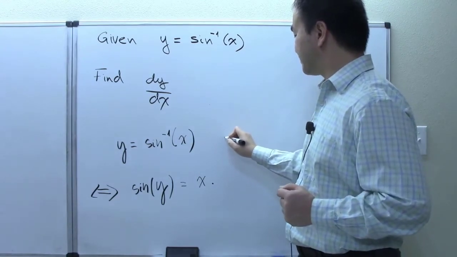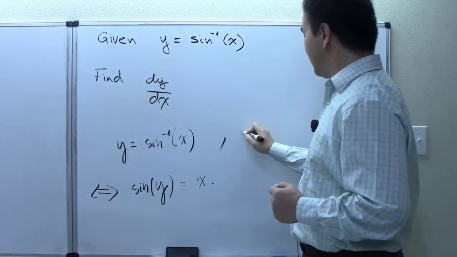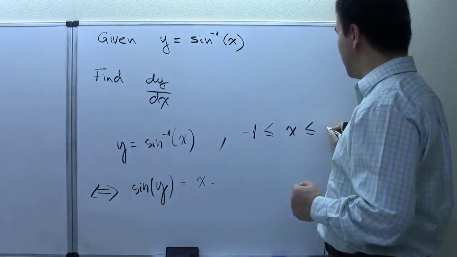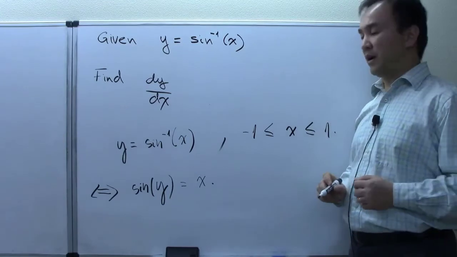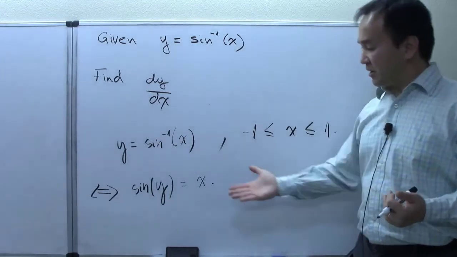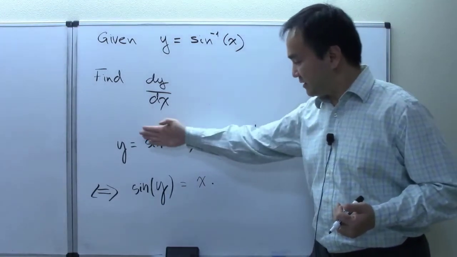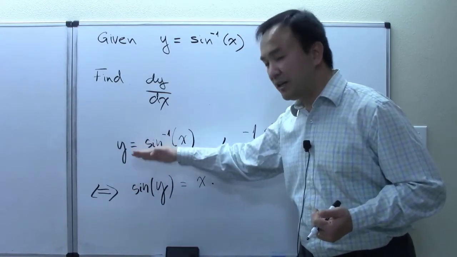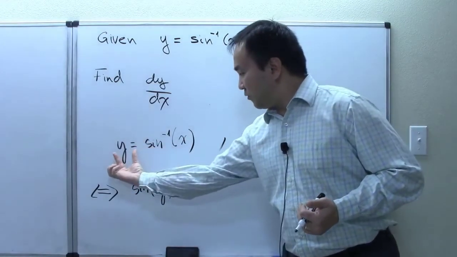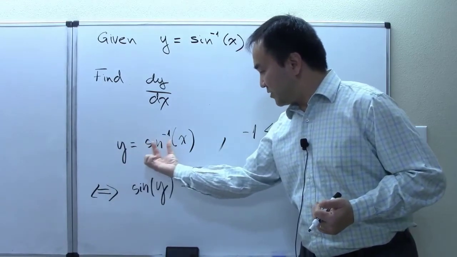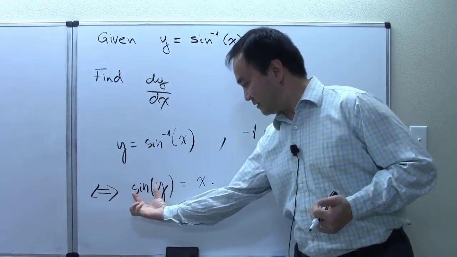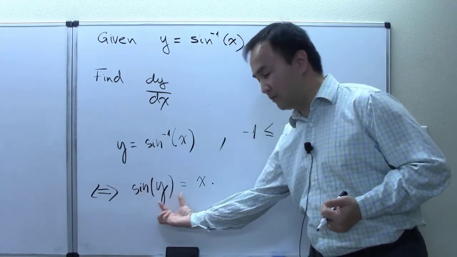the input for sine inverse can only be anywhere from -1 to 1. So a brief explanation: that is simply because, look at the equivalency between these two equations. The variable y equals sine inverse of x if and only if the sine value of the y variable equals x.